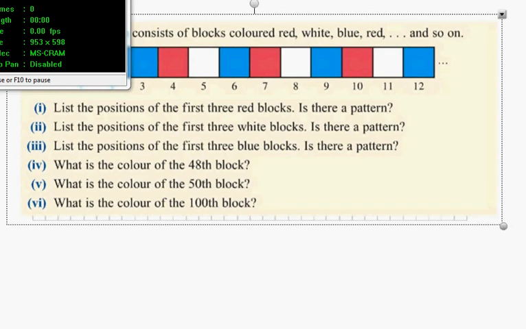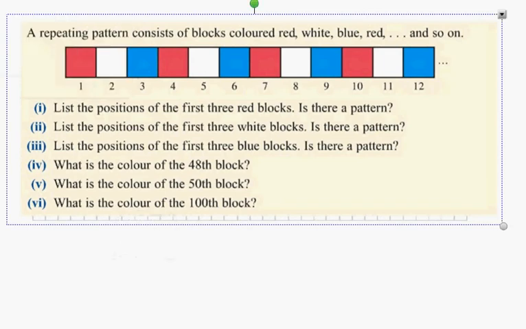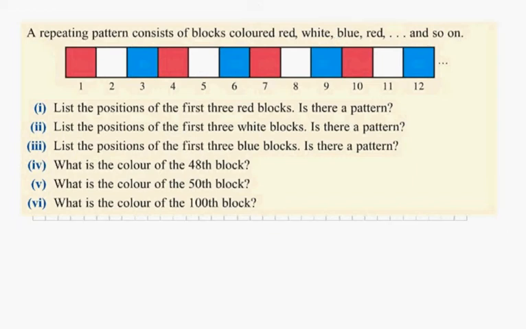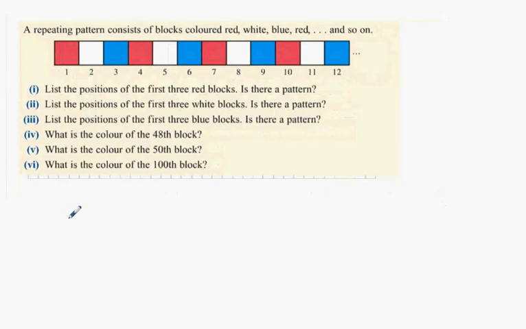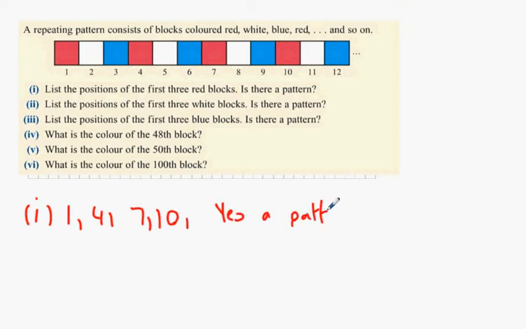Guys, so what we have here is a repeating pattern that consists of the following blocks. List the positions of the first three red blocks, and then is there a pattern? Red is 1, 4, 7, 10. Is there a pattern? Yes. A pattern starting at 1 and going up in 3s.